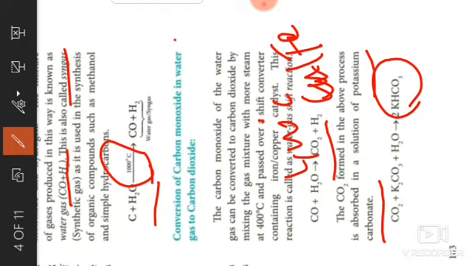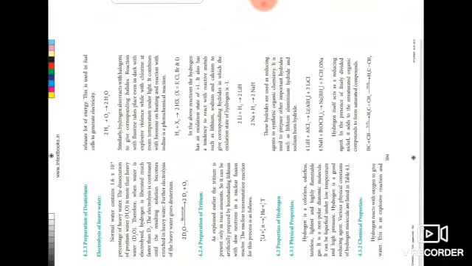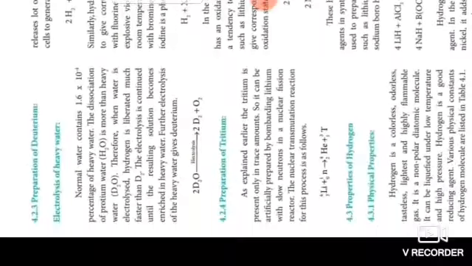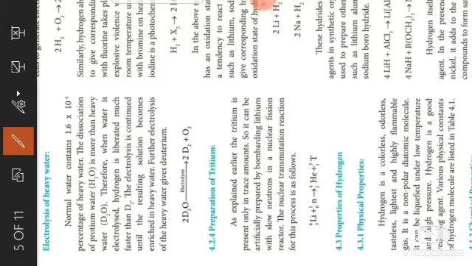Next we are going to see the preparation of deuterium. The first method is electrolysis of heavy water. What is heavy water? Deuterium oxide is heavy water. Normal water contains about 1.6 times 10 to the power minus 4 percent of heavy water. What is heavy water? Deuterium oxide, right?